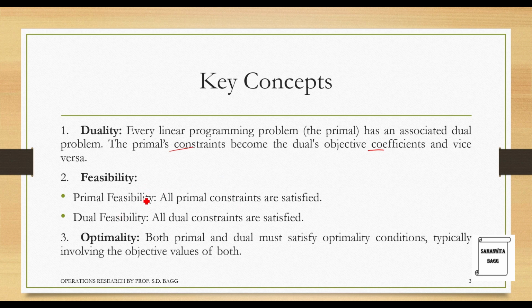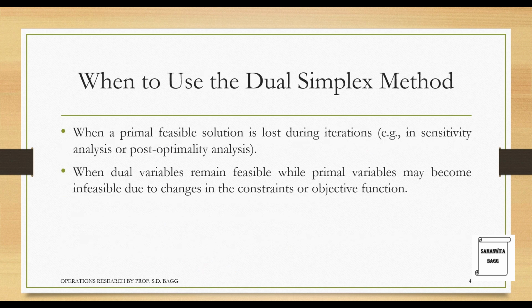Feasibility, primal feasibility. All primal constraints are satisfied. Dual feasibility, all dual constraints are satisfied. So when you talk about primal feasibility, you will talk about the primal constraints. And when you are talking about the dual feasibility, you will take care of the dual constraints. Optimality. Both primal and dual must satisfy optimality conditions, typically involving the objective values of both. So these are the key concepts of dual simplex method.